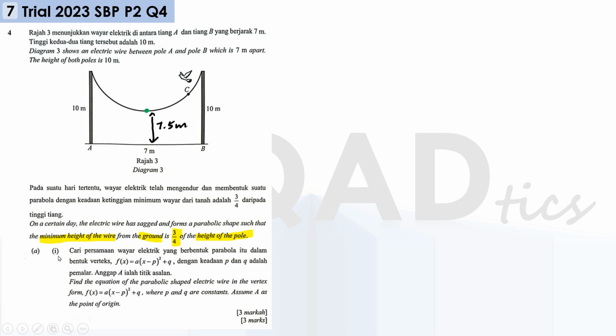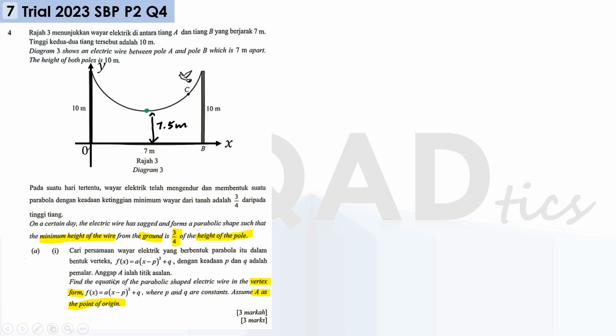So in part A1, we need to find the equation of this wire in the vertex form, and it also says to assume A as the point of origin. The point of origin is from the x and y axis graph, you always draw the 0, right? So the 0 is the point of origin. If I place a 0 here, this means the ground is the x-axis, and the pole A is the y-axis.